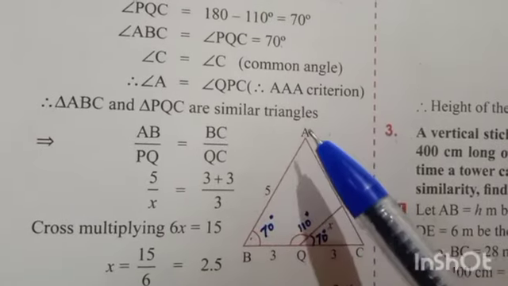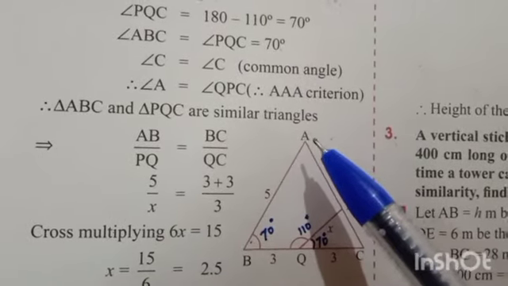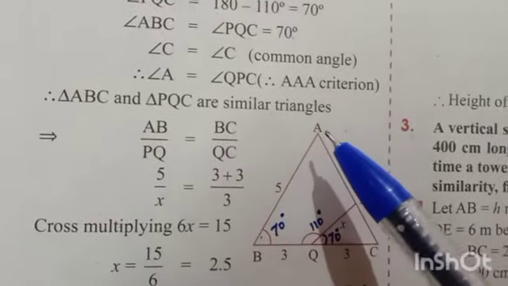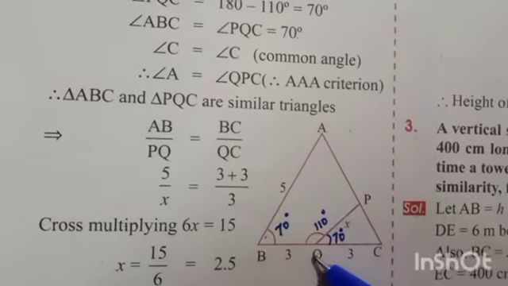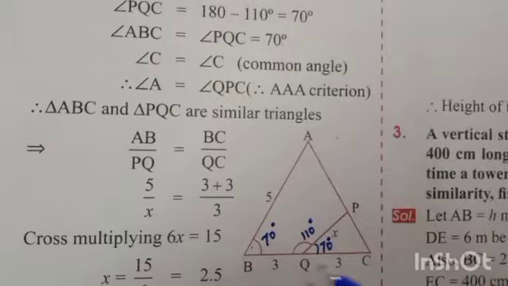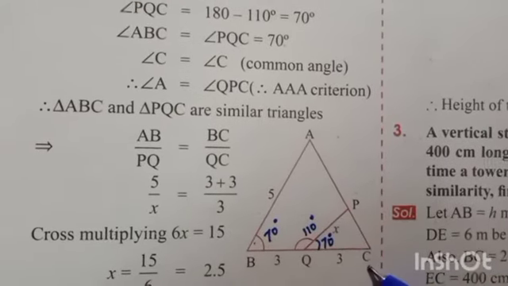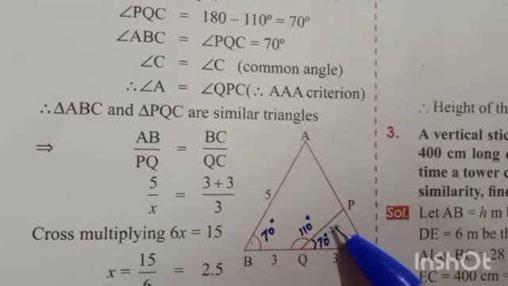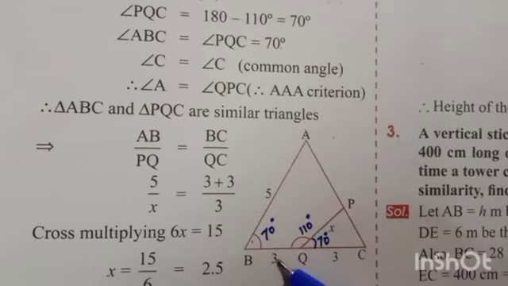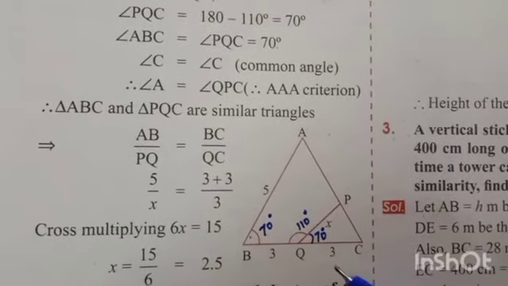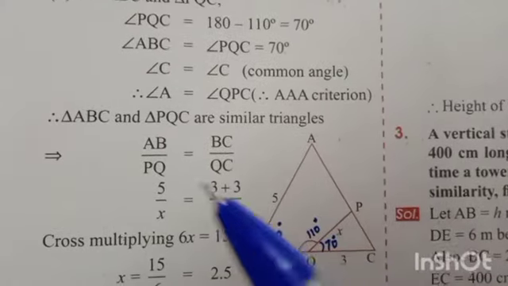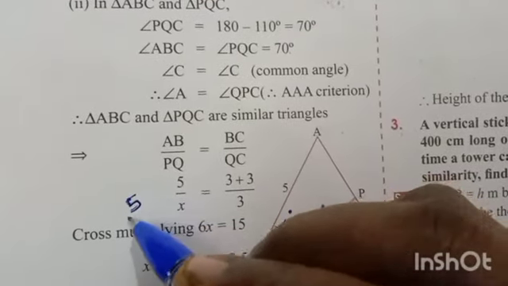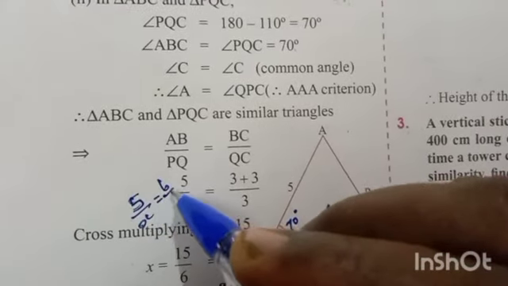What are the similarity rules? Their corresponding sides are in proportion. So that is AB by PQ equals BC by QC. Okay, students. AB is 5, PQ is x, the unknown value, that is equal to BC, 3 plus 3, this full length is BC, by QC, which is 3. So 5 by x is equal to 6 by 3.